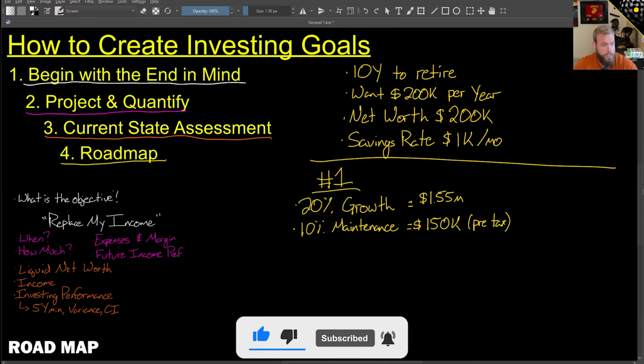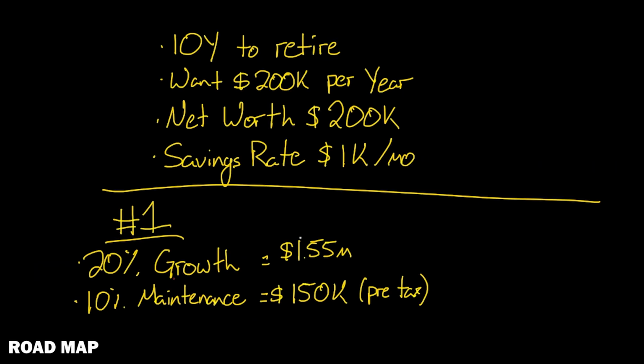All right, so back over to this. As you can see, at a 20% growth rate with this information, you're going to have 1.55 million in 10 years. Does this get you to your 10% at 10% maintenance? Does this get you to your $200,000? No, it gets you to $150,000. So we are short. This is not what we're looking for.